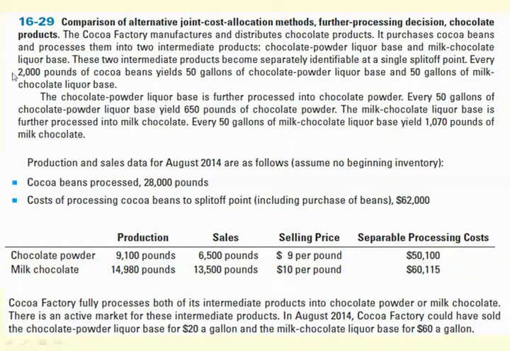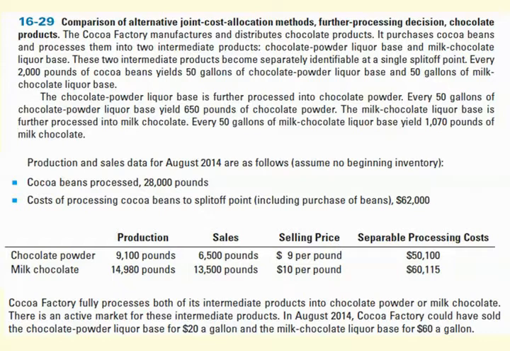28,000 pounds divided by 2,000 equals 14. So 28,000 pounds will result in 50 multiplied by 14, which equals 700 gallons of chocolate powder liquor base, and also 50 multiplied by 14, which equals 700 gallons of milk chocolate liquor base. So first step, we knew that 28,000 pounds will result in 700 gallons of our first intermediate product and also 700 gallons of our second intermediate product.